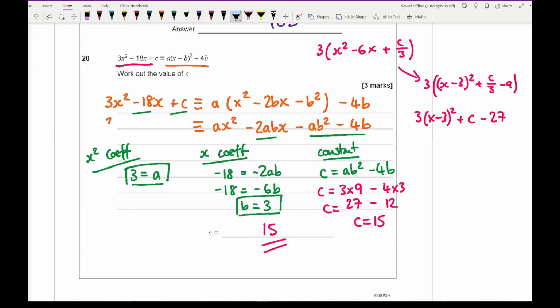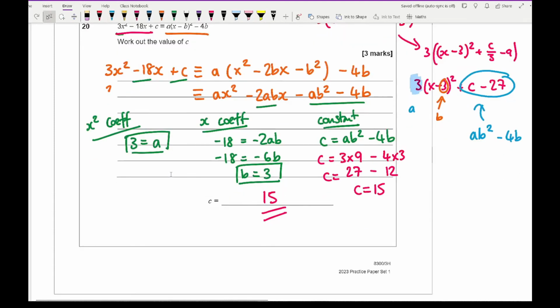So from this, what I can then spot is that this is going to be my a value. This is going to be my b value. And c, well, all of this is equal to the coefficient that I'm going to end up here, which is going to be ab squared minus 4ab. And so substituting those a and b values in, I could get 15 as well.